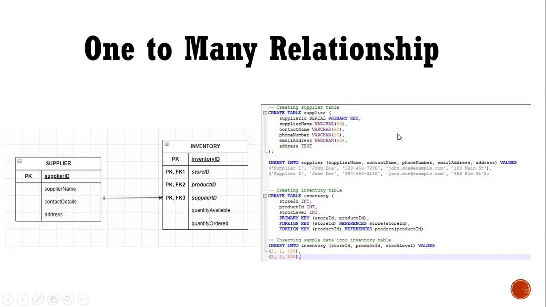When creating a table, we use the command create table supplier. We list down all the attributes such as supplier ID, supplier name, contact name, phone number, email address, and address. And I've given two examples, where supplier one, John Doe, has a contact number, email address, and address as values. Furthermore, for the table create table inventory, the attributes are store ID, product ID, stock level, where the primary key is store ID and product ID, and the foreign key is likewise. I've also given an example where store ID is 1, product ID is 1, and stock level is 100.